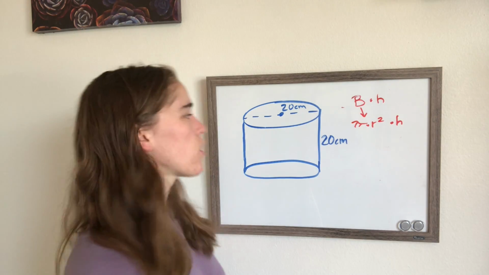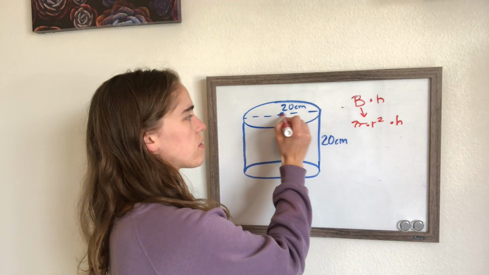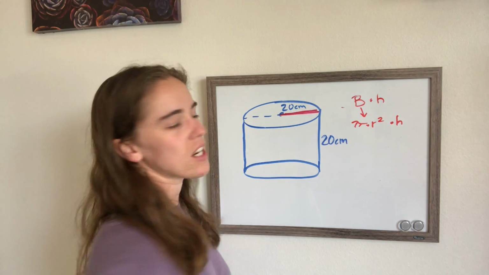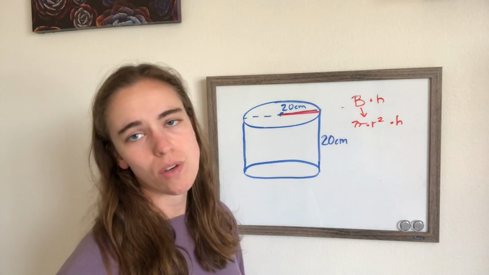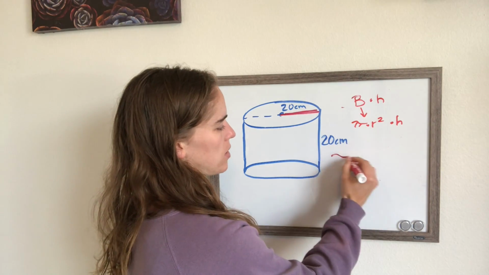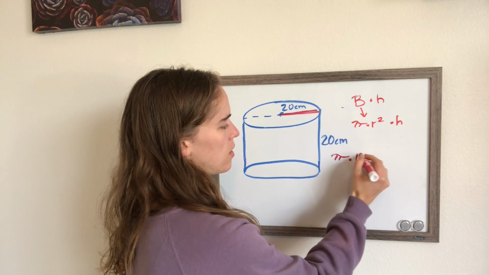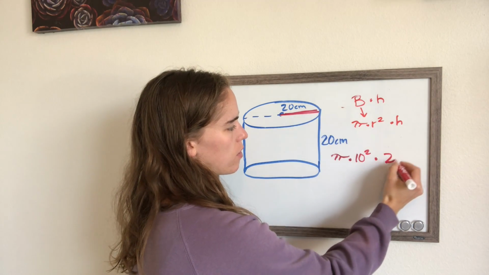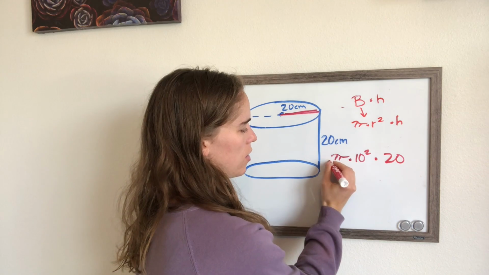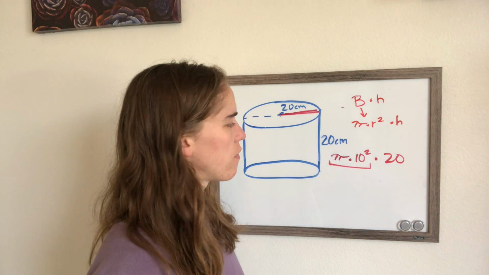The key to this one was realizing that the radius right here is actually only half of what's being shown. We have the diameter is 20, so our radius is 10. That means I'm going to take pi times 10 squared, and then I'm going to take it times the height here of 20. This part here, this is the area of the circle.